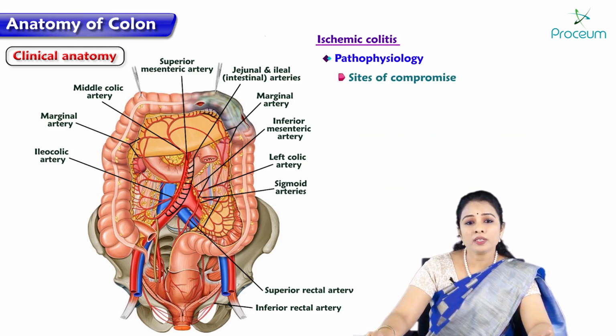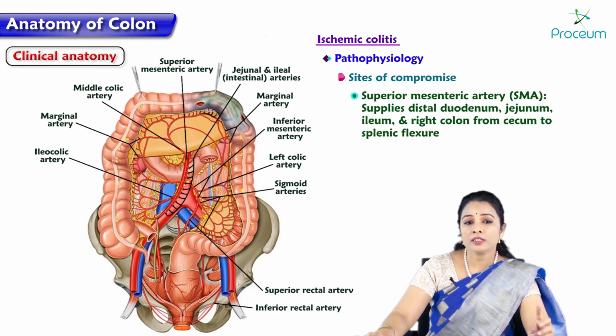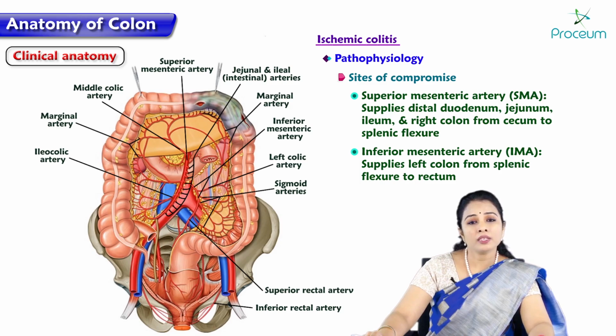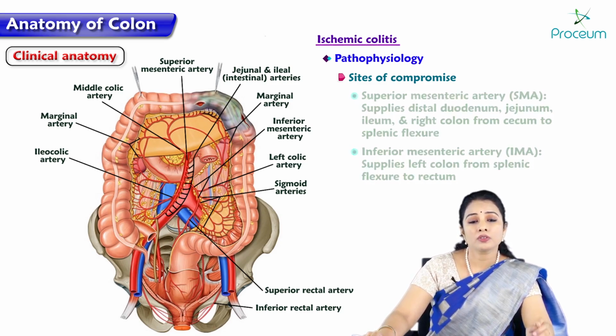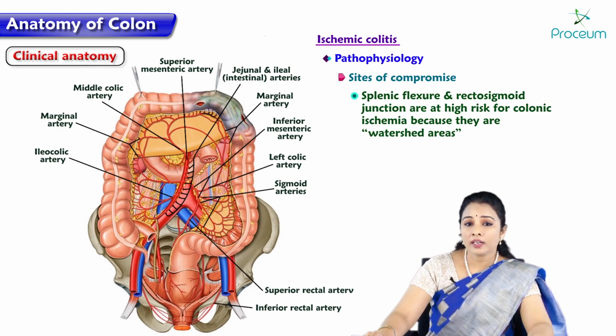Sites of compromise. The superior mesenteric artery supplies the distal duodenum, jejunum, ileum and the right colon, from the cecum to the splenic flexure. The inferior mesenteric artery supplies the left colon from the splenic flexure to the rectum. So, the splenic flexure and the recto-sigmoid junction are at high risk of colic ischemia.